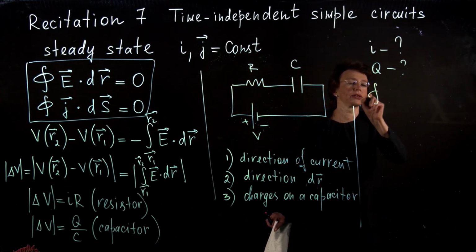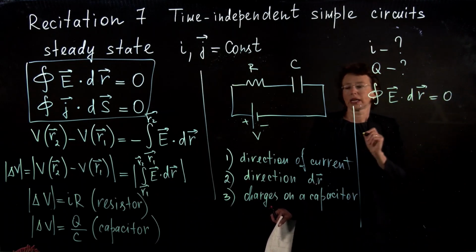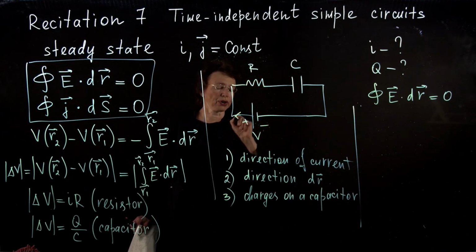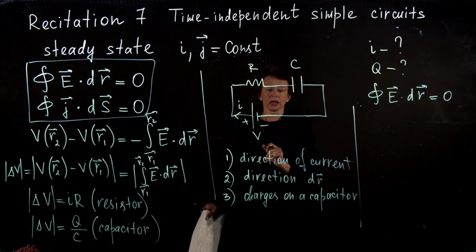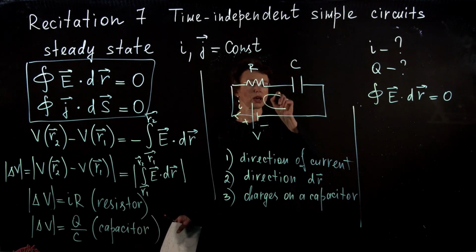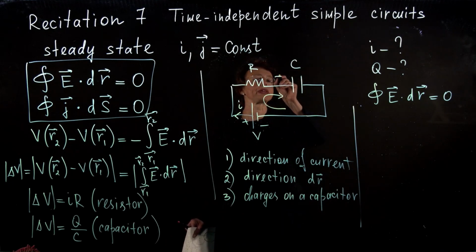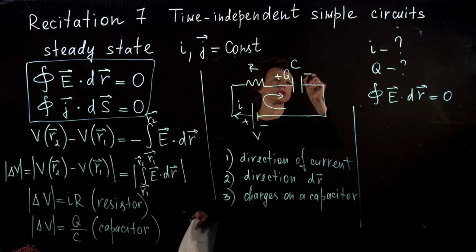Law, I have integral E dot dr equal to 0. Then I need to choose the direction of current. I have plus terminal here, so reasonable choice is to choose current flowing in this direction. Then next step, I need direction of dr. So let's go in clockwise direction again. This is the direction in which I go around the loop. Charges on the capacitor, we need to choose something and stay with our choice, something reasonable. So I will choose plus Q and minus Q.